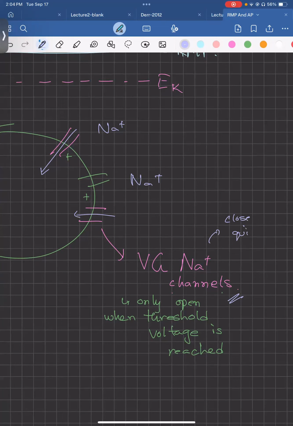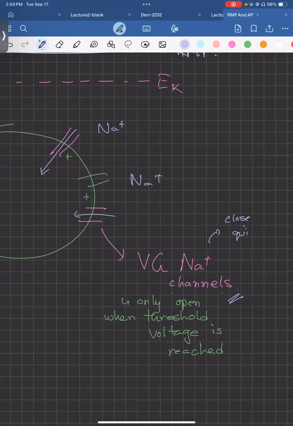What happens if the gate closes? I mean, the permeability of sodium decreases. And if the permeability of sodium decreases, the membrane potential would want to go back to the previous resting membrane potential, right? So it would go down.